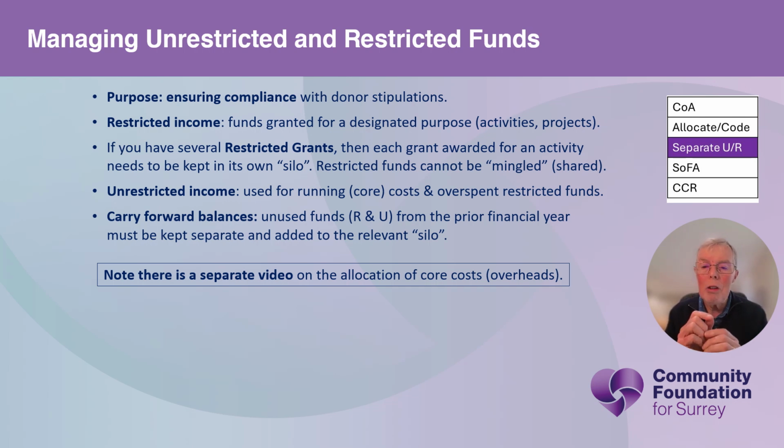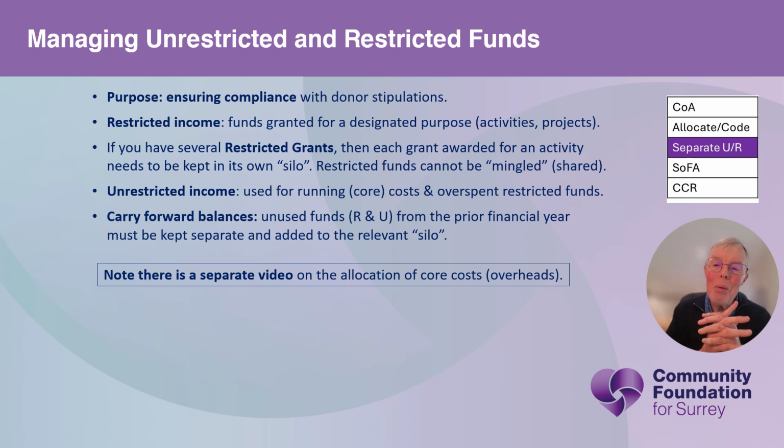Unrestricted income is typically used for running costs, otherwise known as your core costs or your overheads. If you overspend one of those restricted fund silos, then unrestricted funds can be used to top up that silo, because it can't be topped up from another silo.